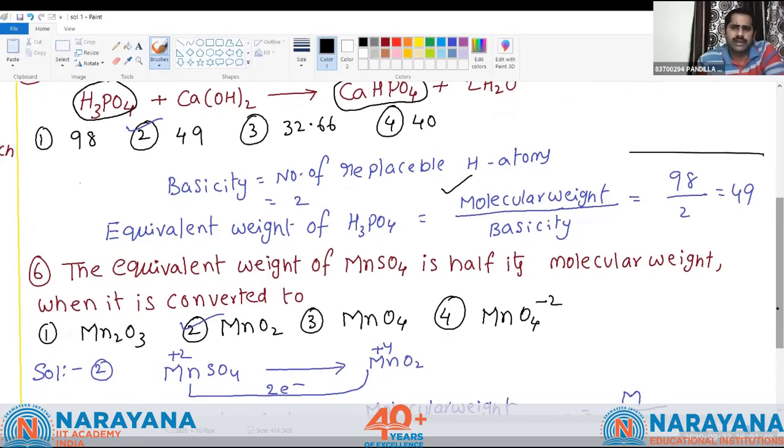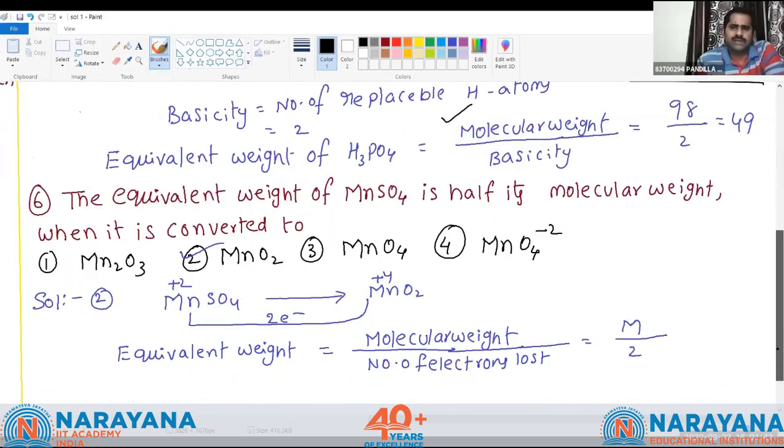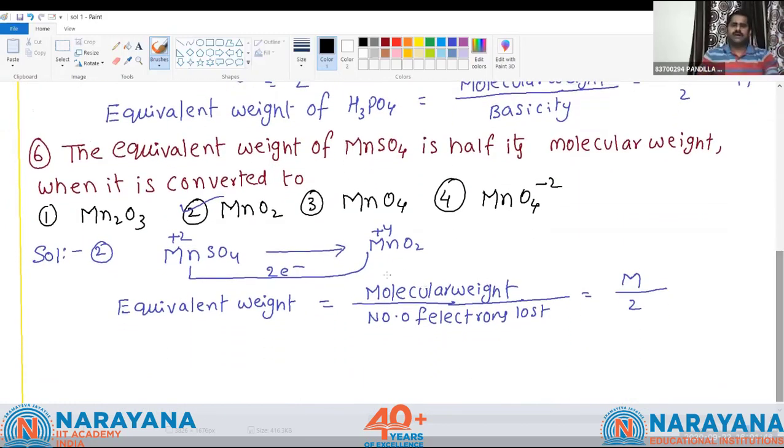Students, I am going for the next question, the 6th question. Please observe. It is also a topic related to equivalent weight of MnSO4. The question is: equivalent weight of MnSO4 is half of its molecular weight. So the second option is correct. Please observe here, everyone. MnSO4 is converted to MnO2. In that, the oxidation state changes from +2 to +4. So there is a 2 electron variation. Equivalent weight is equal to molecular weight by number of electrons lost, so M by 2. Option 2 is the correct one.